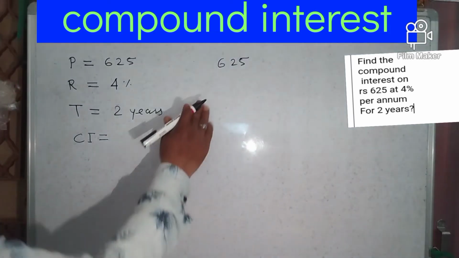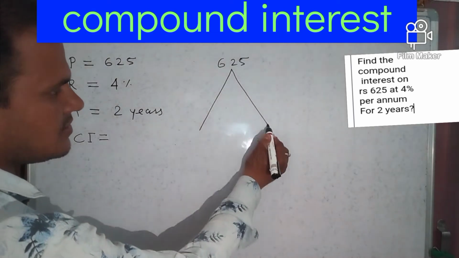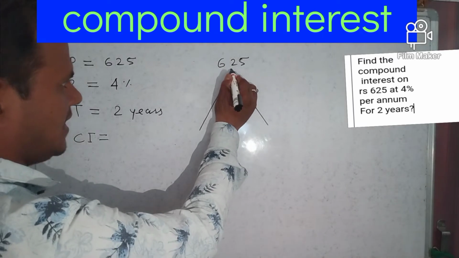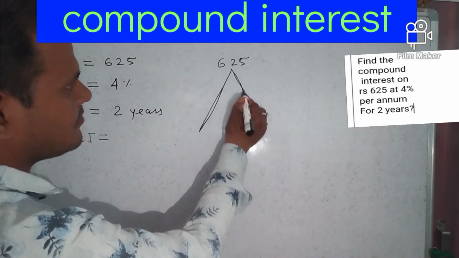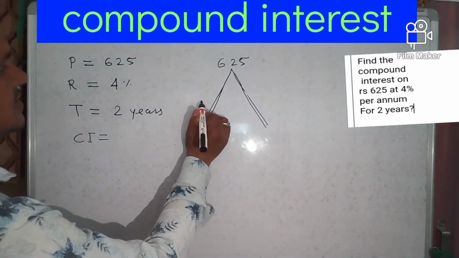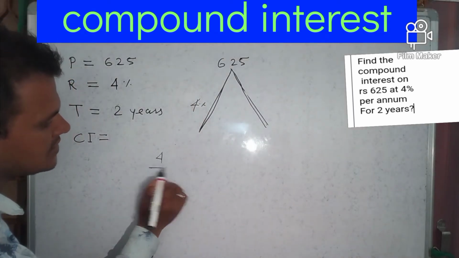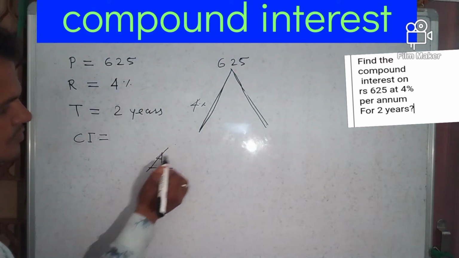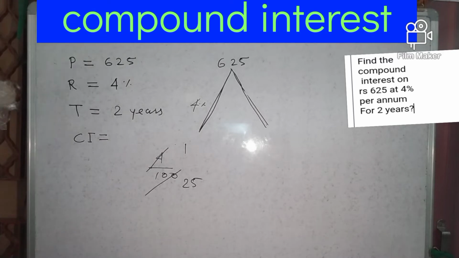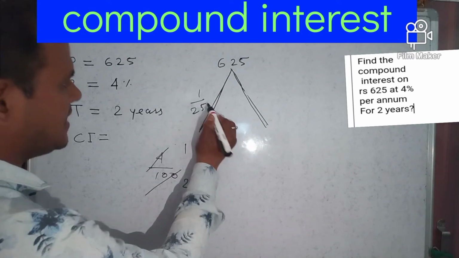625 is the principal, so keep it here like this. We need it for 2 years. Time duration is given as 2 years, right? So draw 2 lines, for 1 year and for 2 years. Rate of interest is 4%. 4% we can write as 4 by 100. So 4 ones are 4 and 4 twenty-fives are 100. So we can write it as 1 by 25.